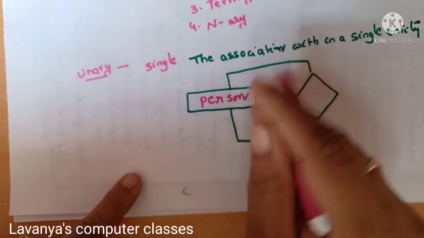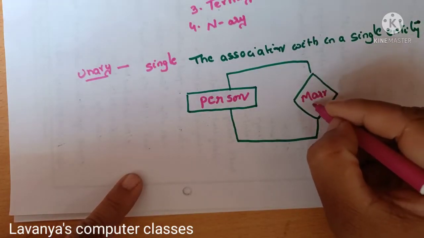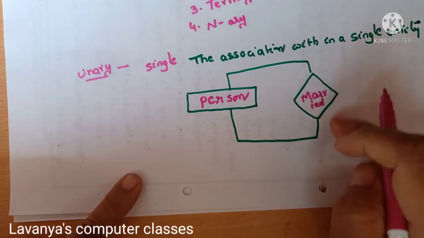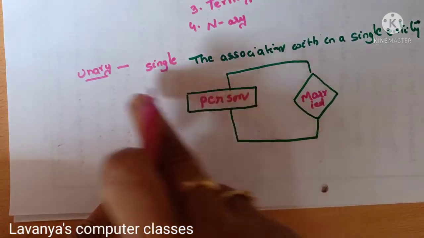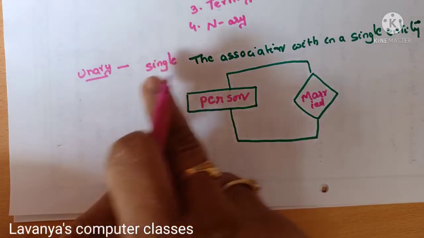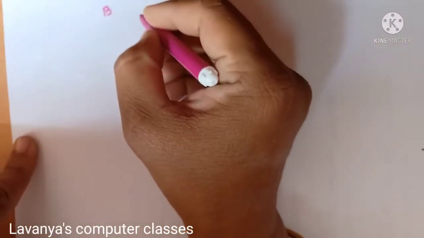It is unary. Example, person is an entity set. What is the relationship? Married. One person is married to another person. So here how many entity sets are there? Only the person entity set. One person is married to another person only. That is called a unary relationship.